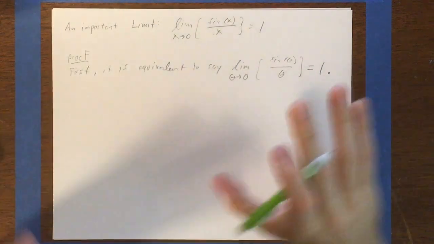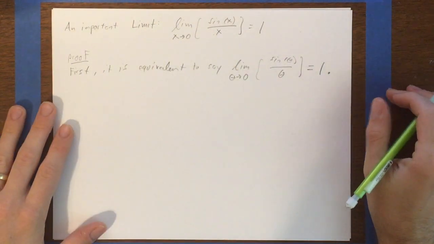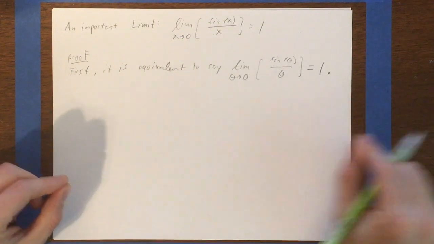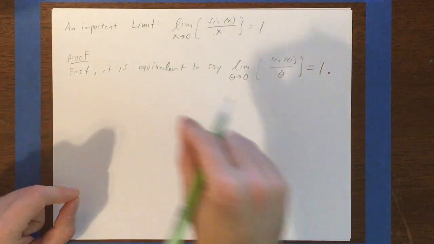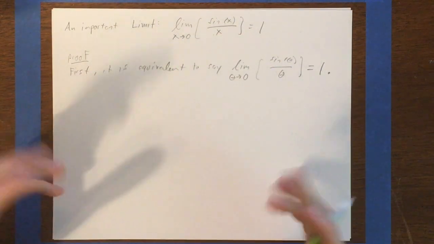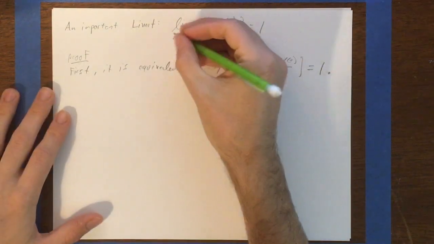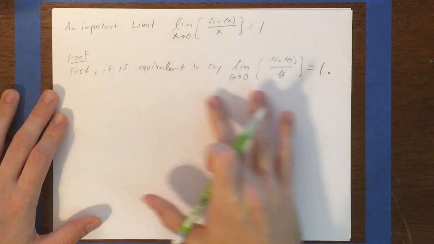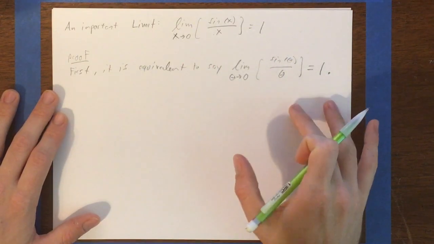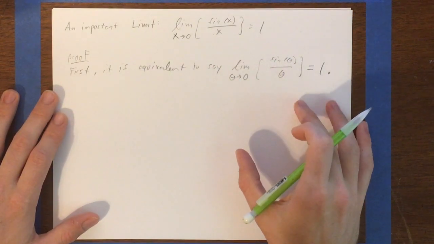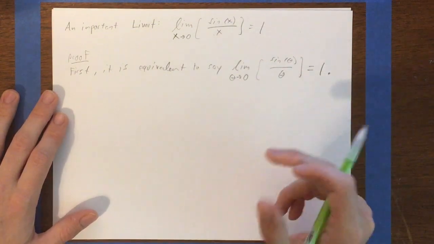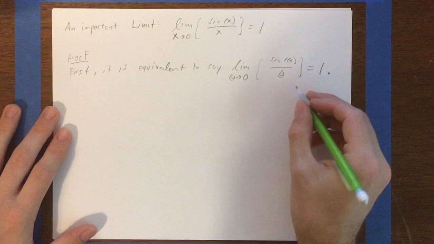X is the x-axis and theta is an angle. Well, no. It doesn't matter. They're both real numbers, right? Along the x-axis, you're measuring out real numbers, and when you measure an angle, that's a real number as well, right? So it doesn't matter what you call that input variable. It's the same limit no matter what. So I'm just rephrasing it in terms of theta, because for the purpose of this proof, I would like to think of that number as an angle, and that will be useful.